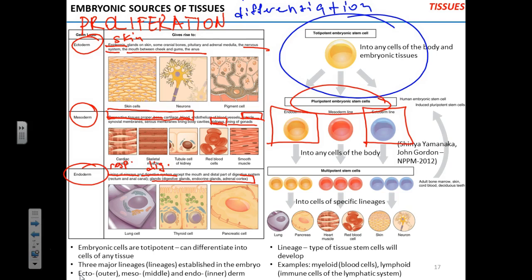Many of them establish so-called lineages. For instance, there's a myeloid lineage. Okay, so cells of a certain lineage will develop a certain organ. Cells of, say, a myeloid lineage will become blood cells. Cells of lymphoid lineage will become cells of the lymphatic system. Does that make sense?